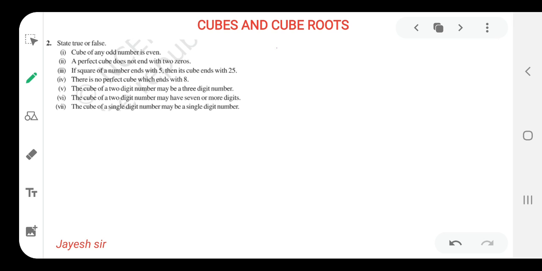Now let us begin with the next sum. Cube of a single digit number may be a single digit number. What is that? Cube of a single digit number. 1 and 2 are single digit numbers. So the cube of 1 is 1 itself, 2 cube is 8 itself. That means the cube of a one digit number can be a one digit number, so it is a true statement. Yes, it can be there. This is possible because 1 cube is 1, 2 cube is 8. So that's why the statement given over here is true.